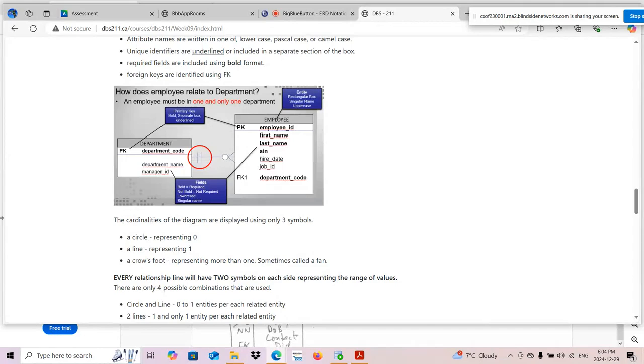Now, in this diagram, we can see two entities, department and employee. It's a common practice to put it into two columns. One column has all the attributes, the columns of the table, and the other side has the constraints. You should try to make it explicit, that means put all the necessary constraints. Here we can see only primary key and foreign key.